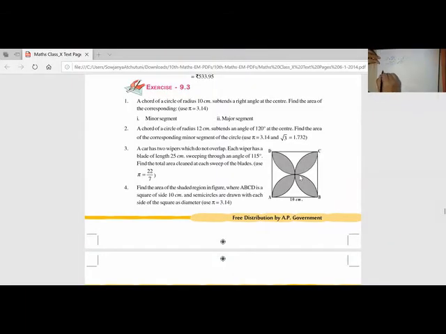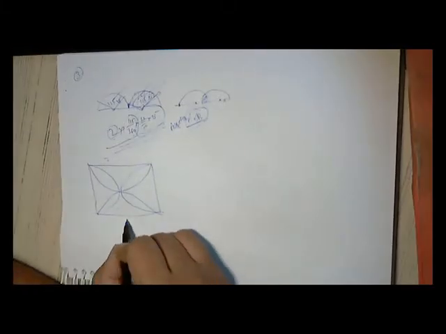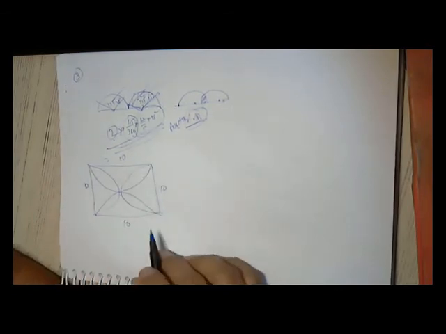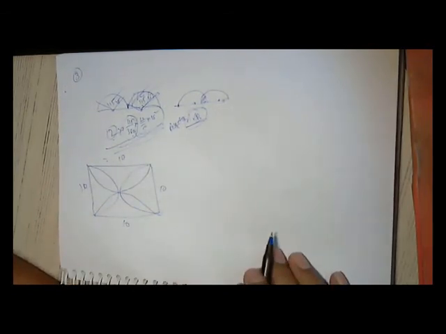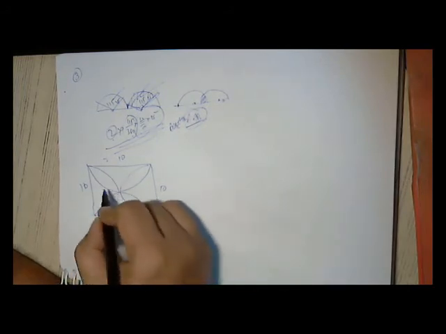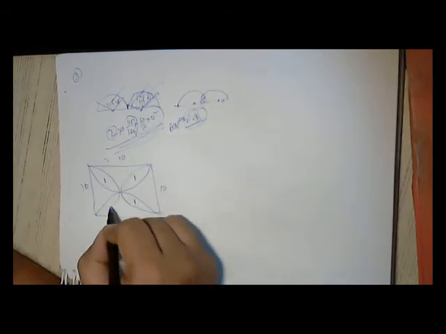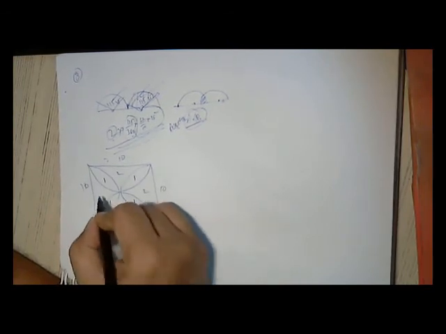Let us see the next problem. This one. We have to find out the area, this total is 10 centimeters square. So this is 10, 10, 10, 10. Okay, now I am marking it. All are equal. So this is 1, 1, 1, 1, 2, 2, 2, 2.